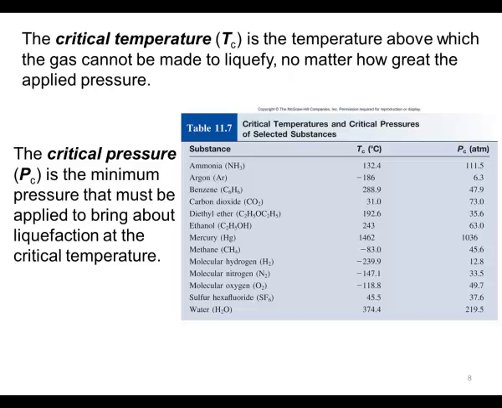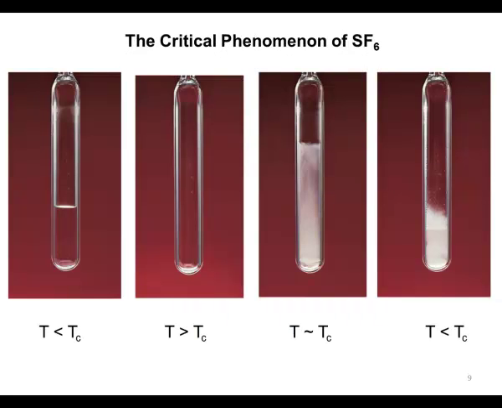The critical temperature, T sub C, is the temperature above which the gas cannot be made to liquefy, no matter how great the applied pressure. The critical pressure, P sub C, is the minimum pressure that must be applied to bring about liquefaction at the critical temperature. Here is the critical phenomena of sulfur hexafluoride. Notice that if the temperature exceeds the critical temperature, the liquid totally disappears. There's no more meniscus.